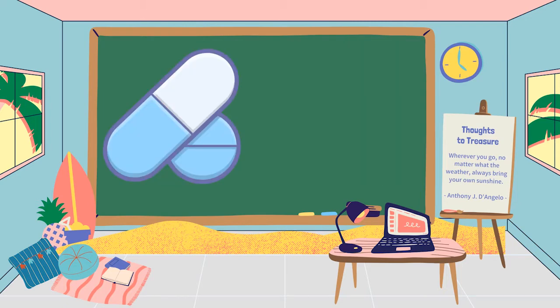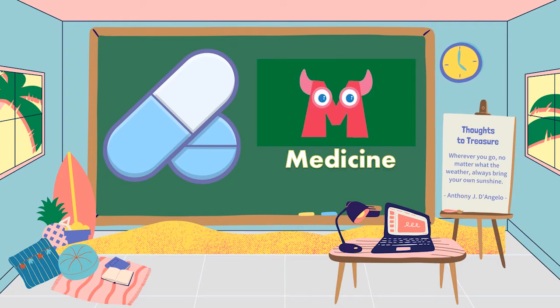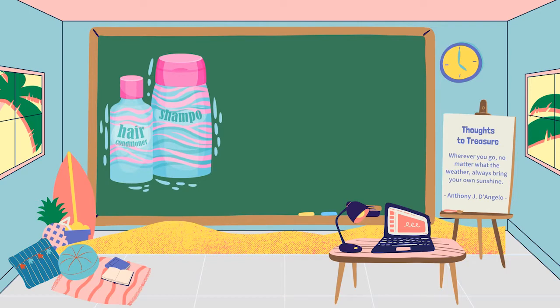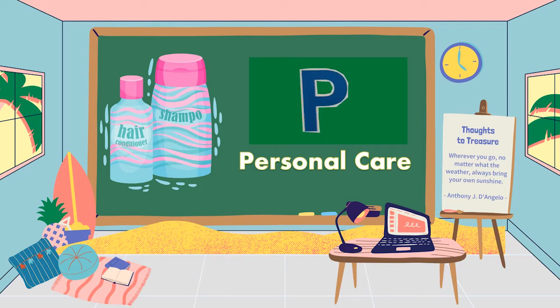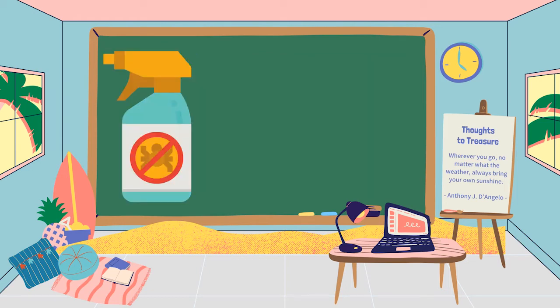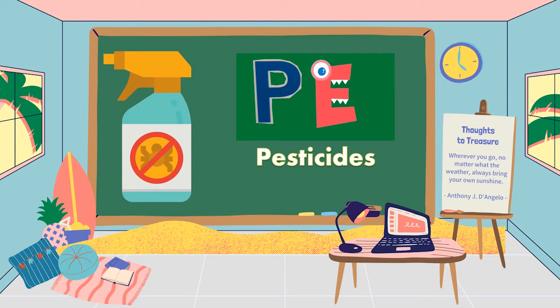Number 4. Paracetamol. What's your answer? Awesome. Paracetamol is a medicine. So the answer should be letter M. Number 5. Shampoo. Your answer? Very good. The answer should be letter P, because shampoo is for personal care. Number 6. Insecticide spray. What's your answer? Awesome! Insecticide spray is a pesticide, and the answer should be PE.